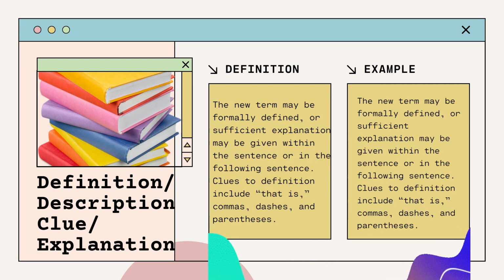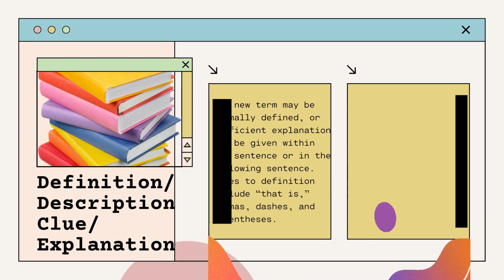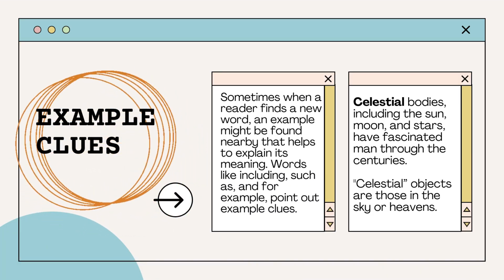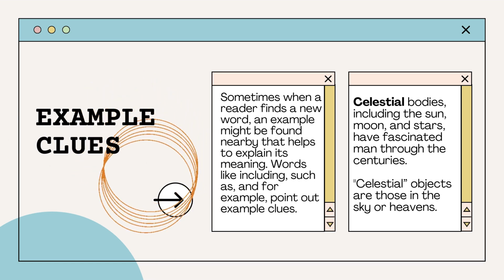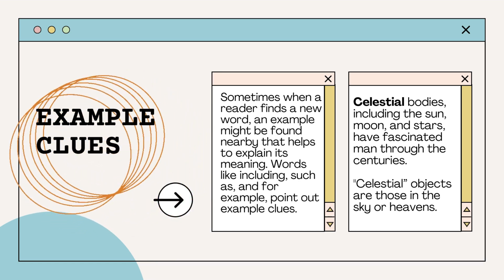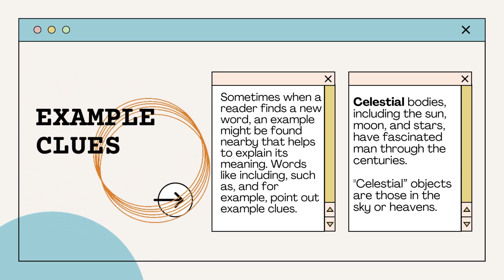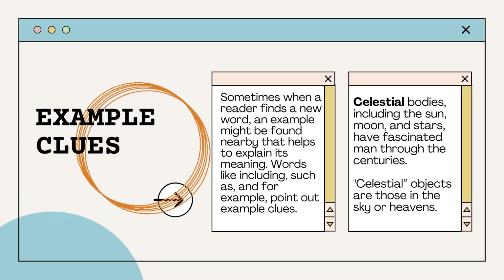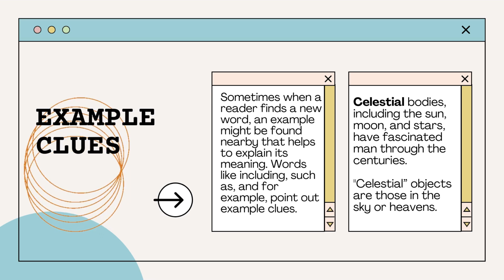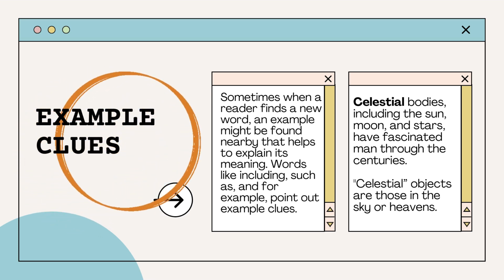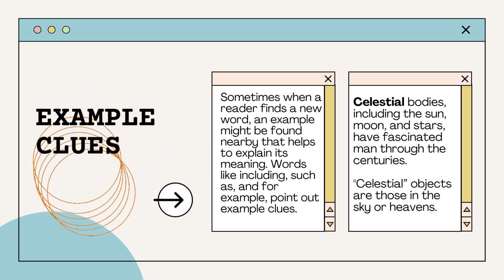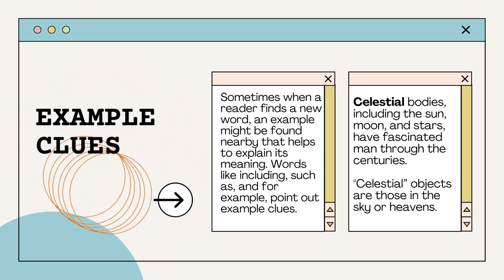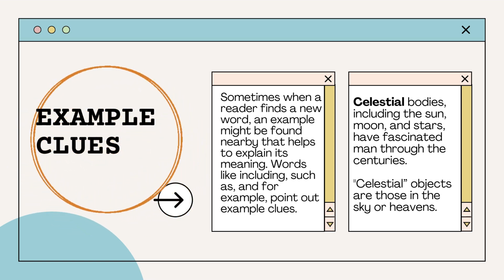So if you can see, let's have the second one, example clues. Let's try to figure out the word in bold font, celestial, including the sun, moon, and stars. If you can see there, celestial objects are those in the sky or heavens. We can identify the meaning because in the sentence, there are examples. That is, for example, clues.